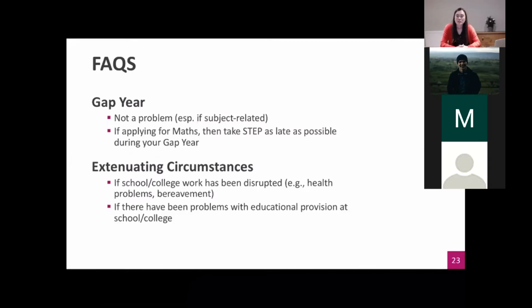And then extenuating circumstances. On that SAQ form that I mentioned before, there's an opportunity for you to tell us about anything that has impacted your education which was outside of your control, for example, health problems or bereavement. So if that has happened, please do let us know. And even if you're unsure, it's better to put it down and let us know, and we can take that into account when we're assessing your application.